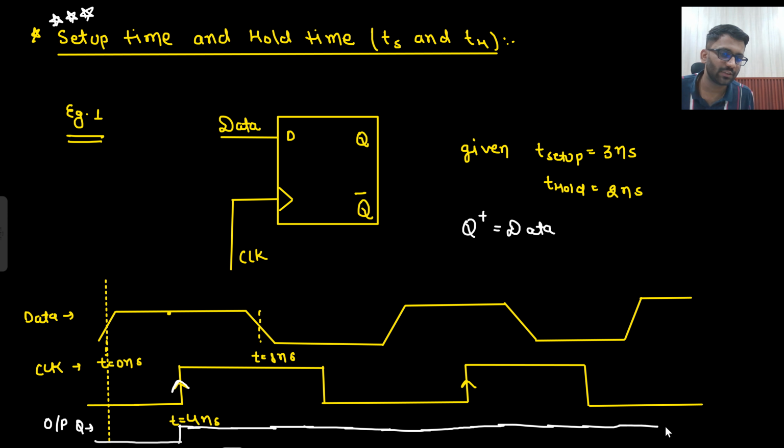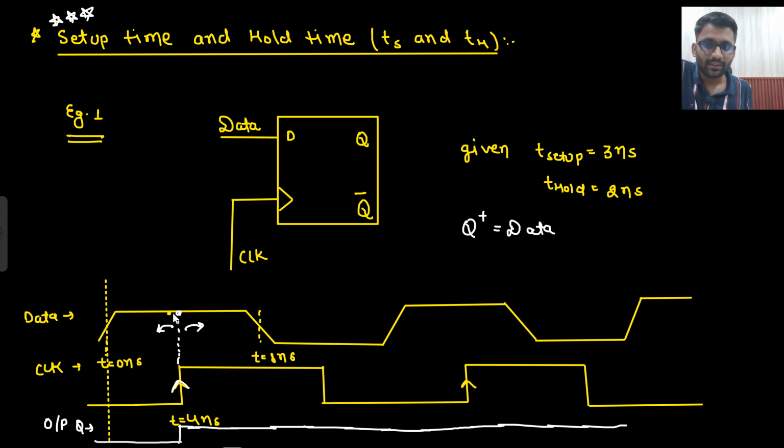So till now, this is what we have seen. But now what will the clock say? Clock will say that yes, I am supposed to sample this data, but I will look back and look ahead.